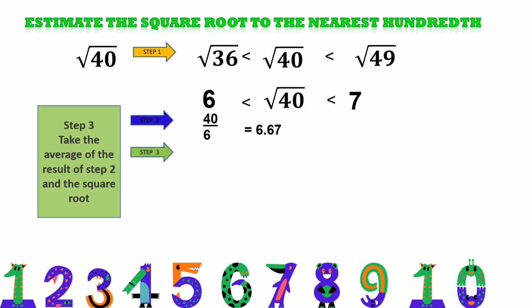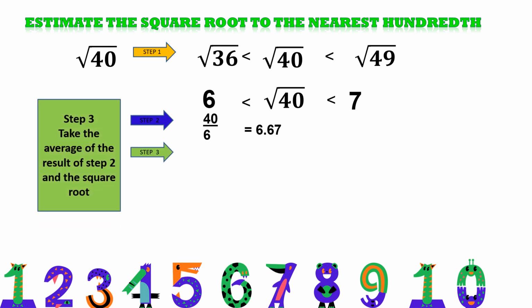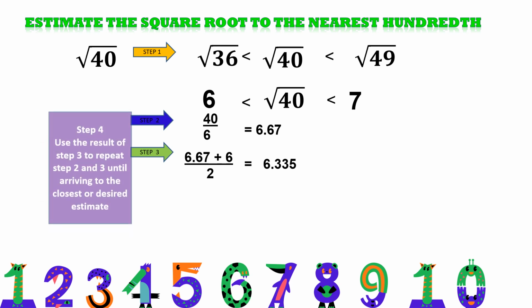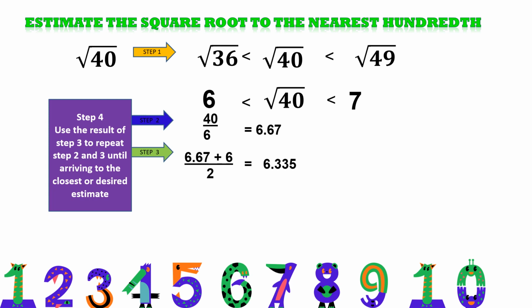Then step number 3, take the average. So average ng step number 2 at saka yung square root. So we have 6.67 plus 6 divided by 2. The answer is 6.335. Then step number 4, we will repeat now step number 2 and step number 3.